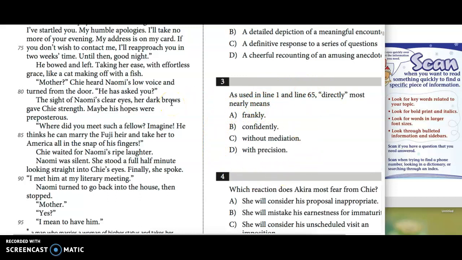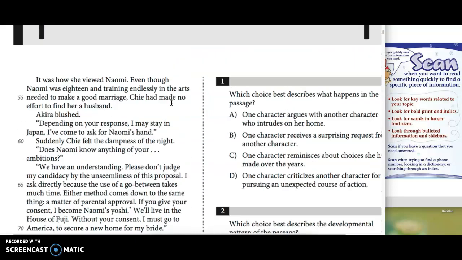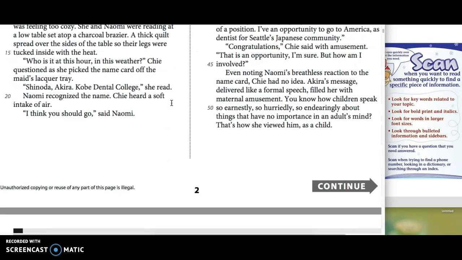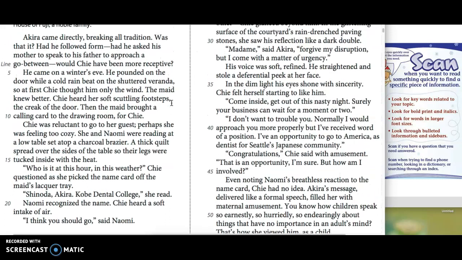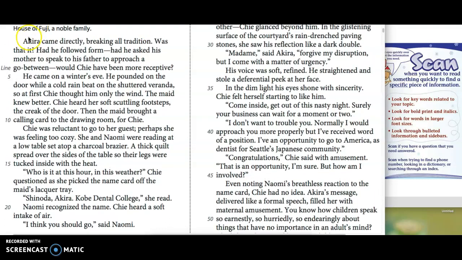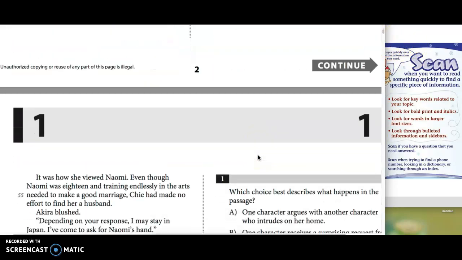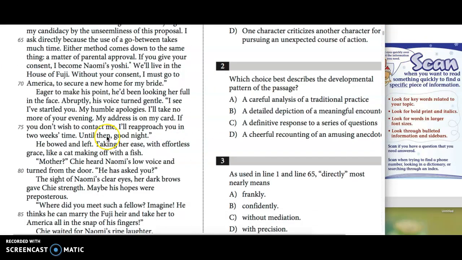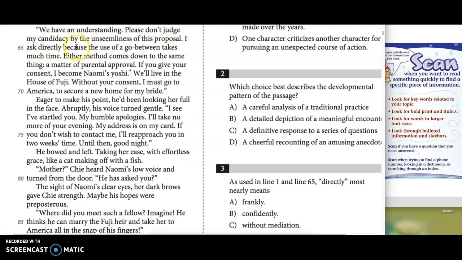Okay. So let's scan. So line 1. You'll go up, and in the SAT, and oftentimes in passages, the lines are numbered. So this right here, this is line 1, because this says line 5, so you just go up. "Akira came directly, breaking all tradition." Okay, so we're looking at that word. And then it also says line 65, right here. "I ask directly because the use of a go-between takes much time."